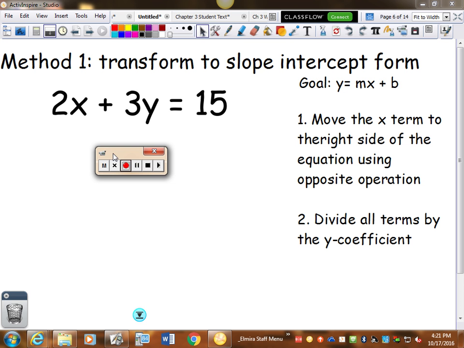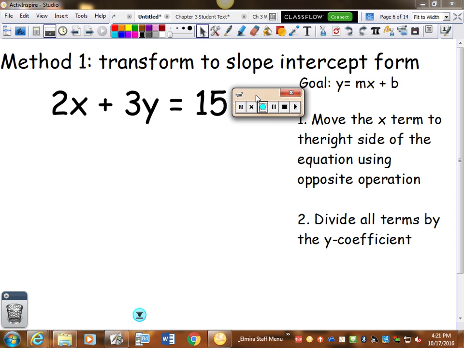However, you can solve for y, get it into slope-intercept form, and put it in the y equals on your calculator. Okay, so I make sure I show you this, although it's not the main focus of the lesson. So our goal is y equals mx plus b. Y equals mx plus b.